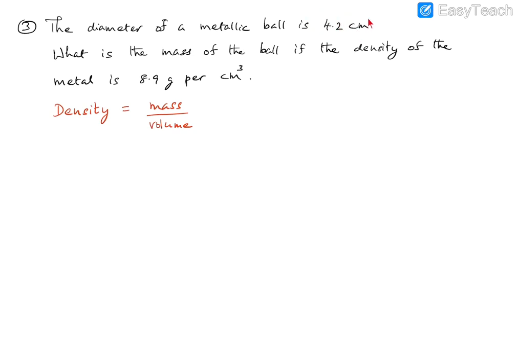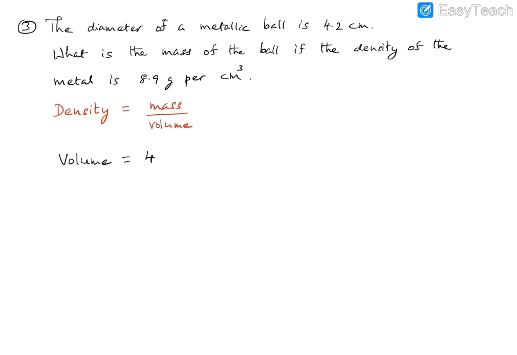Okay, so we are given the density of the metal, and we are also given the diameter, or indirectly we are also given the radius of the ball. So from the radius of the ball we can calculate the volume, and the density is given. So we have two quantities, density and volume, and using this formula we can calculate the mass of the ball, which is what we are asked to find. So the first step we will do is calculate the volume of the metallic ball.